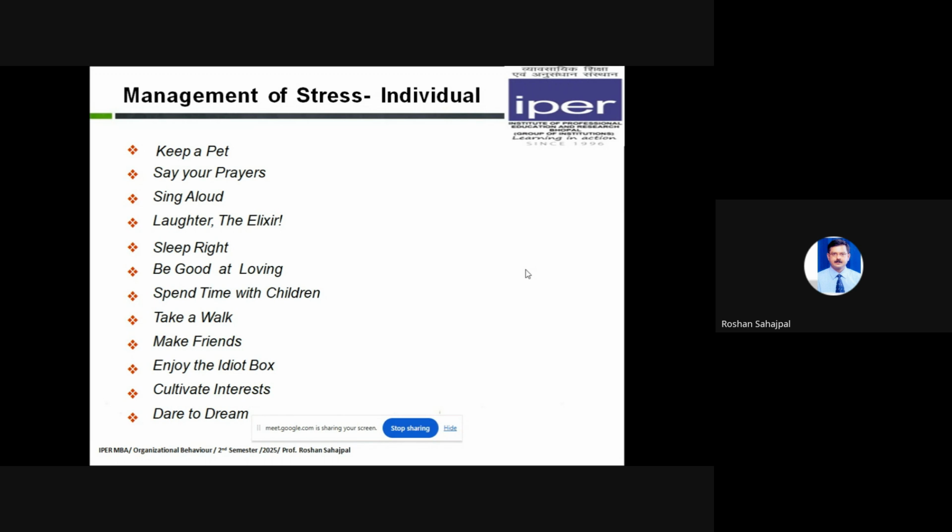अगर आप तोता पालते हैं, कुत्ता बिल्ली पालते हैं, तो आपको उनसे बात करके अच्छा लगता है, आप रिलैक्स कर सकते हैं, say your prayers, आप ध्यान कर सकते हैं, and that will give you a lot of mental peace. Sing aloud, आप गाना वगैरह गा के अपने मन को बहला सकते हैं. You can watch laughter shows that will also help you to de-stress.